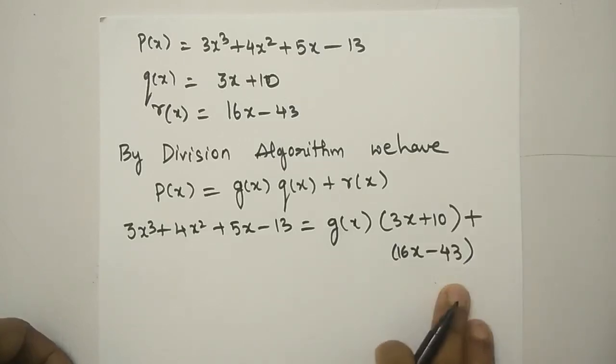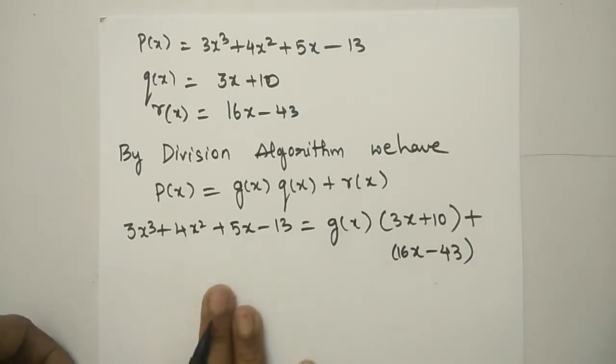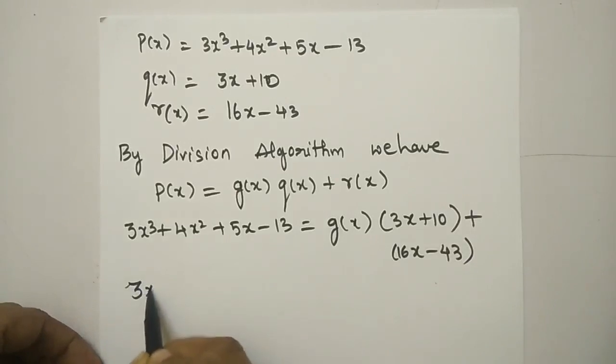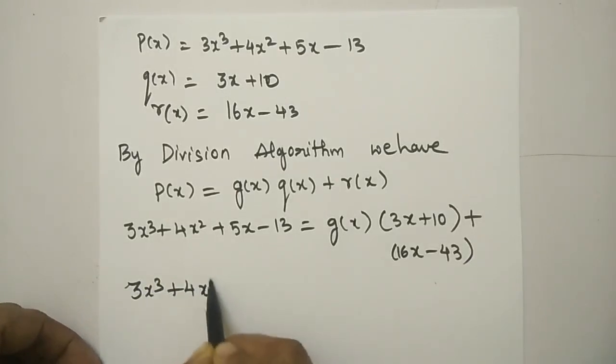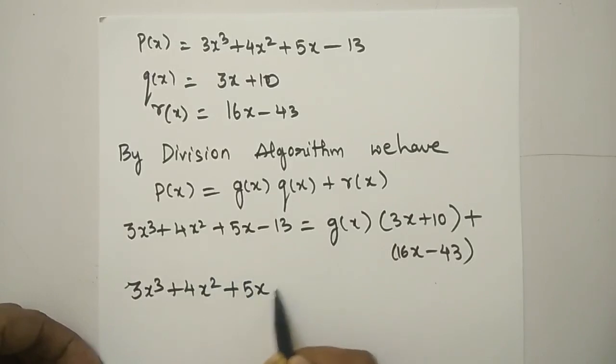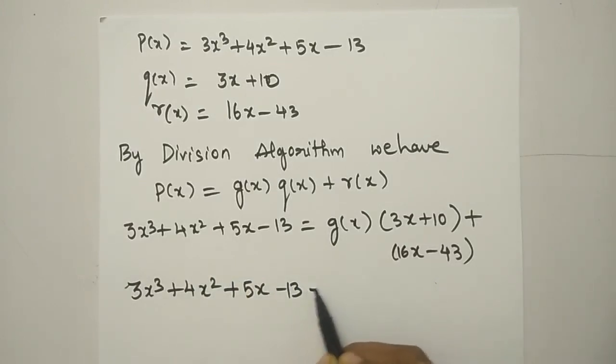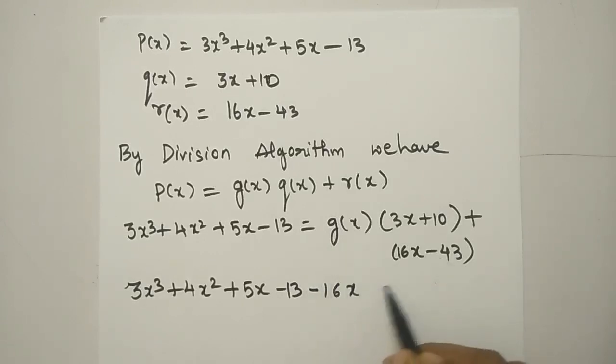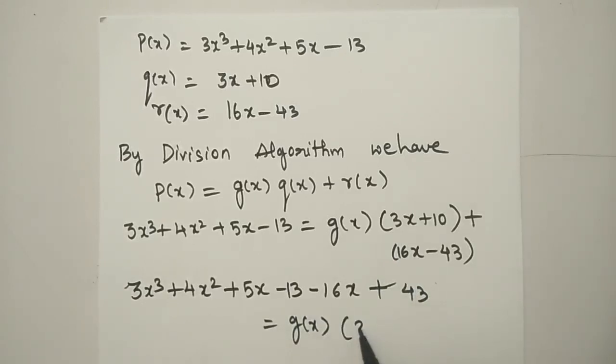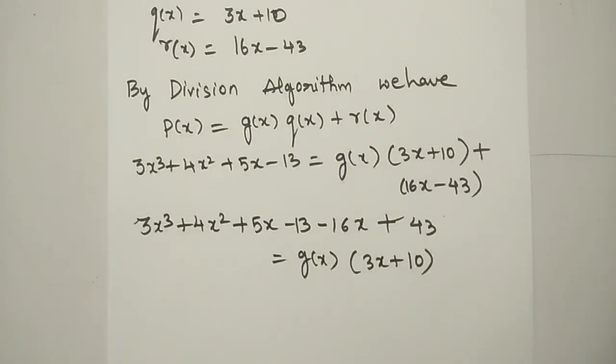So bring this 16x minus 43 to left hand side. This becomes 3x cube plus 4x square plus 5x minus 13. This 16x on coming to left hand side becomes minus 16x. This minus on coming to left hand side becomes plus 43. This is equal to G of x into 3x plus 10. Okay.